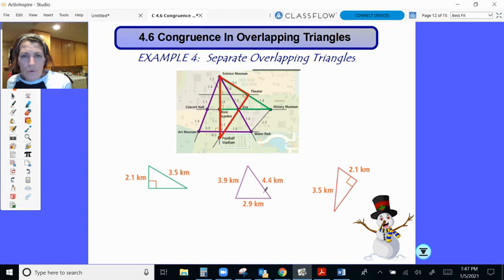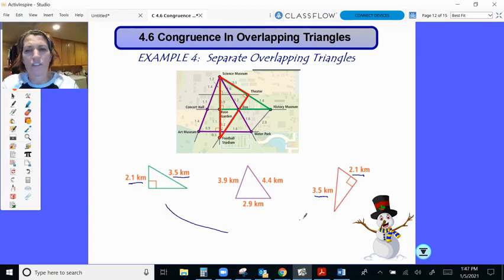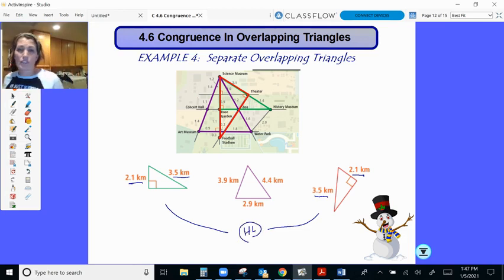This purple route is 3.9 kilometers, 2.9 and 4.4. This one is 3.5, 2.1. We could do the Pythagorean theorem right here, but we don't need to. Why? Because we have a hypotenuse that's 3.5 and a leg that's 2.1, and another hypotenuse that's 3.5 and a leg that's 2.1. So by HL, these two are congruent, and so we know that those two routes are actually the same distance all the way around. We don't need to calculate that third leg with the Pythagorean theorem. We already know it's the same distance.